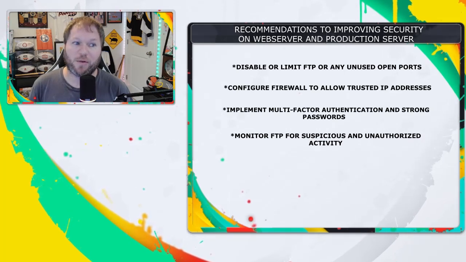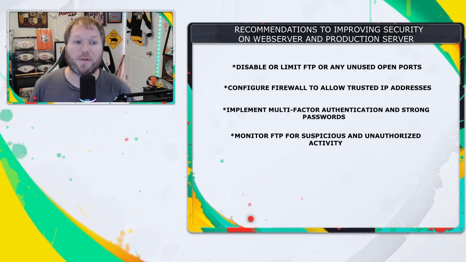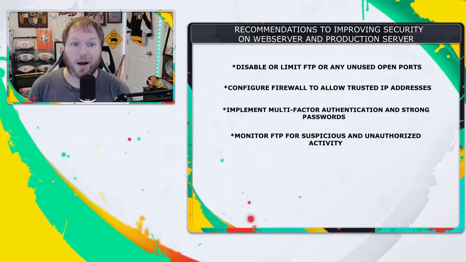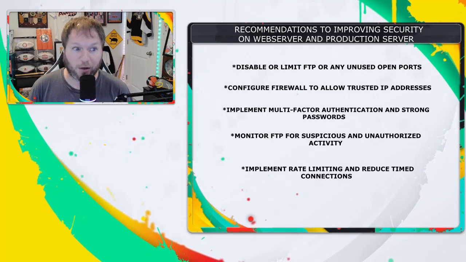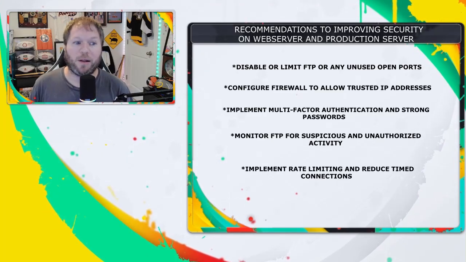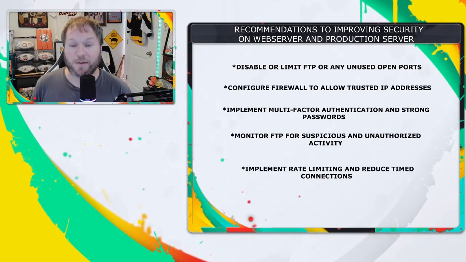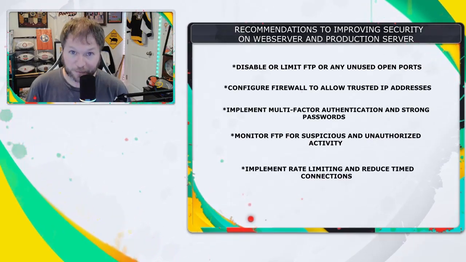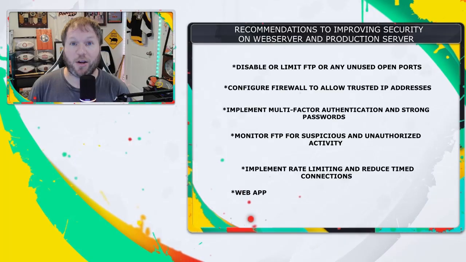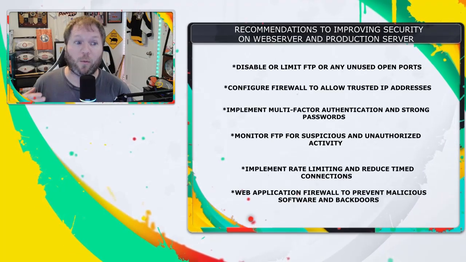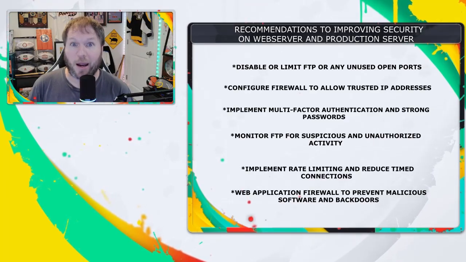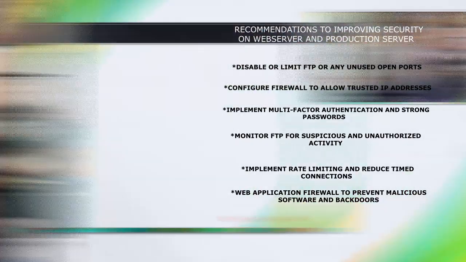Connection timeouts, which would reduce timeout settings in the web server and production server so idle connections are closed more quickly. Rate limit would be limiting the number of requests from a single IP address. And finally, a web application firewall, which would filter web applications that could contain malicious malware and backdoors.